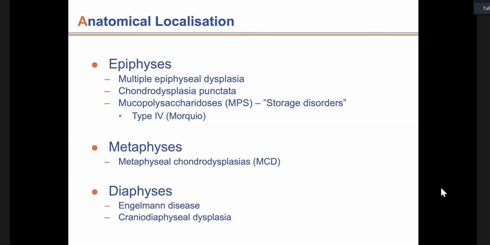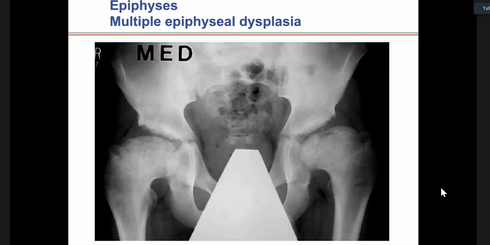Metaphyses, in particular, think of metaphyseal chondrodysplasias, and in particular, think of Schmid, because the differential there is rickets, healing rickets, especially. And then diaphyseal conditions are probably the least common: Engelmann disease, craniodiaphyseal dysplasia. Here is an example of multiple epiphyseal dysplasia, flattening of the capital femoral epiphyses, irregularity, particularly on the patient's left-hand side, and some dysplasia of the acetabula.